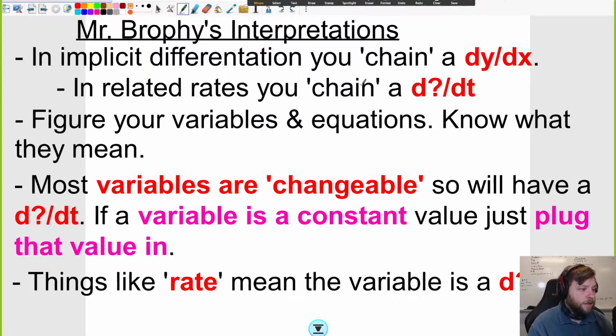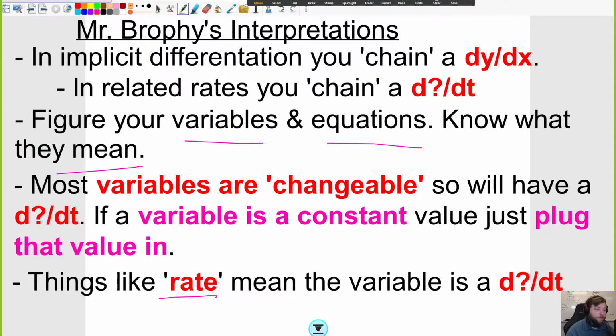I said some of this. In implicit differentiation, you chain a dy dx. In related rates, we chain a d over dt. And you've got to figure out your variables and equations and figure out what they mean. Most variables are changeable, and certain things are constant. If you're trying to figure out what variable it is, if I say the rate of change of the height, then that's going to be a dh dt as your variable. Oops, you can't even see that part. That's going to be a dh dt. So think about all those things as you do this.